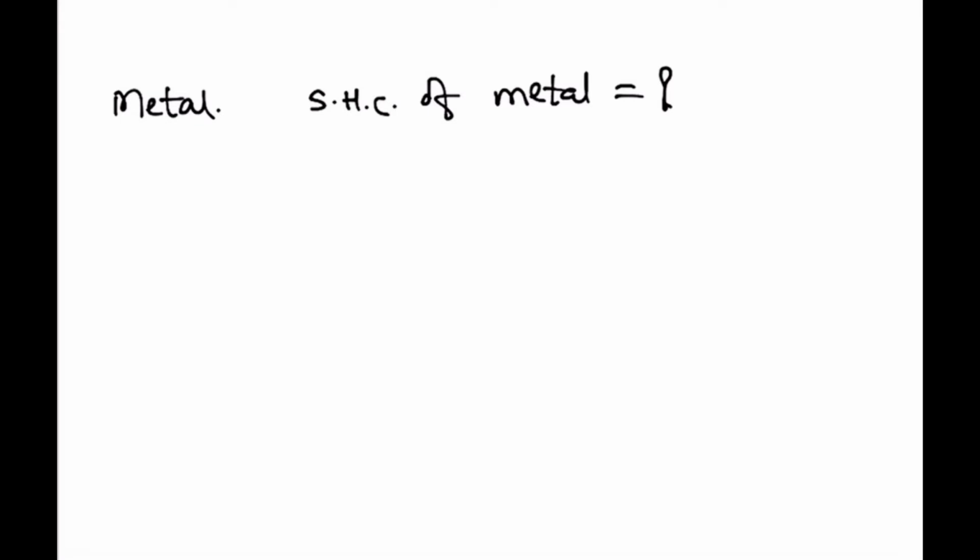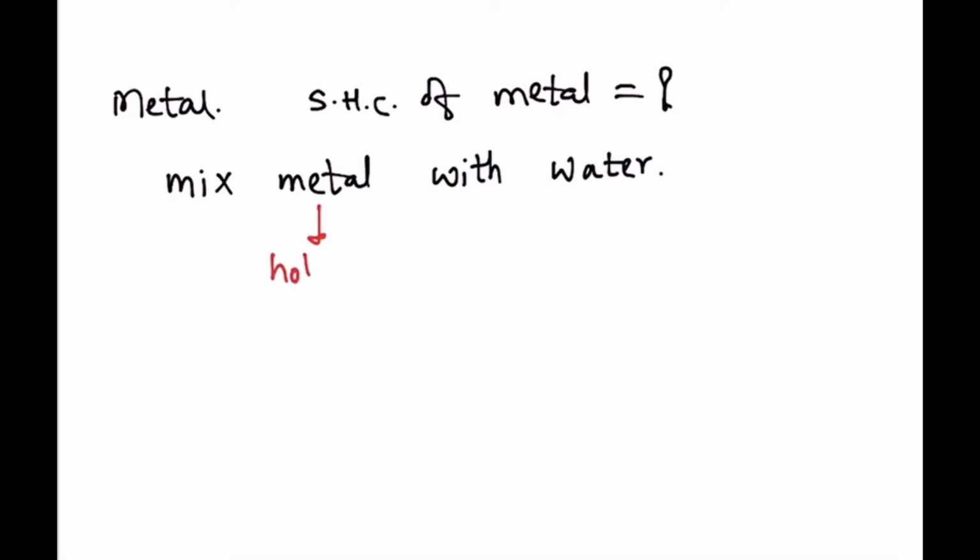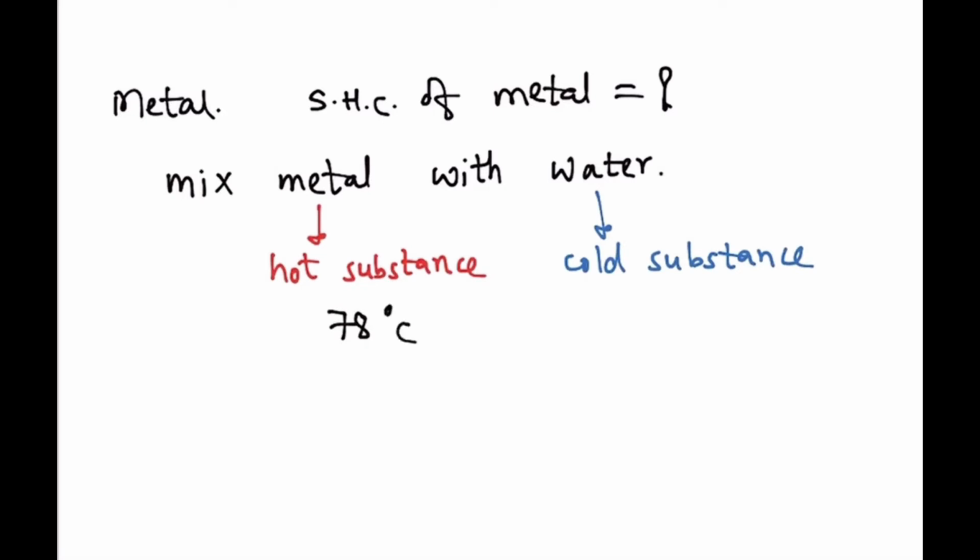So we will mix the metal with water. Now, as I said earlier, we will keep one substance hot, so here we will keep the metal as the hot substance and we will take water as the cold substance. Let us say the temperature of the metal is 78 degrees Celsius and the initial temperature of water is 28 degrees Celsius.